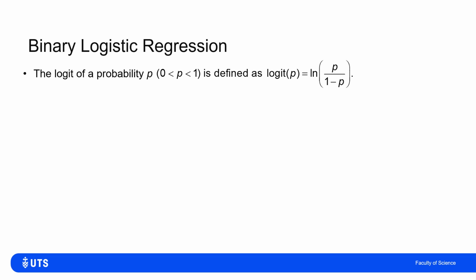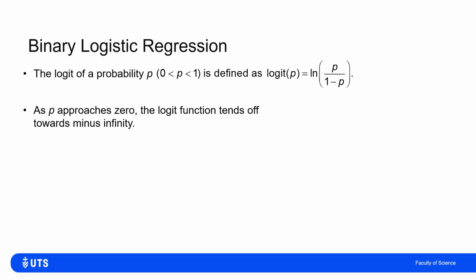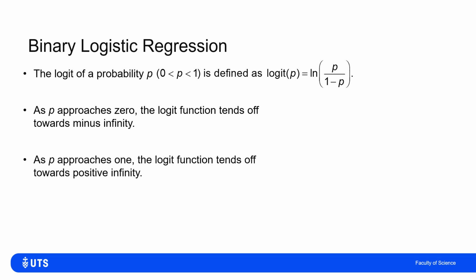So just before we get to either of these, the logit of a probability, where the probability p is strictly between 0 and 1, is defined. Logit of p is the natural logarithm of p divided by 1 minus p. So what we have is that as p gets close to 0, then p over 1 minus p also gets close to 0, and so the logit function tends off towards minus infinity. At the other end, p over 1 minus p diverges off to infinity as p tends to 1, and so its logarithm also diverges off to positive infinity.